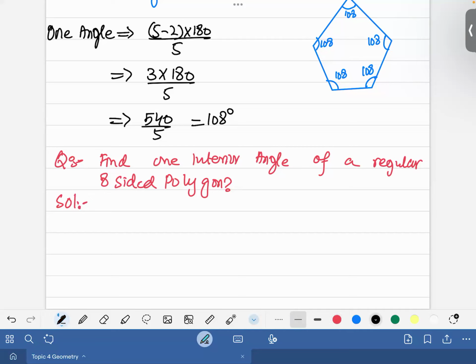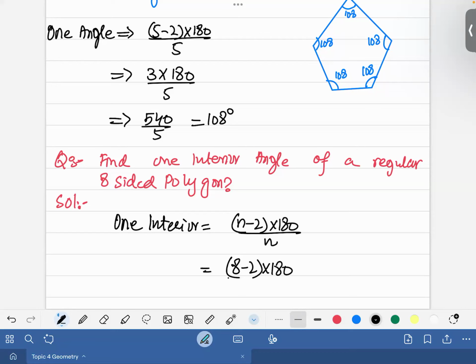So first of all, we need to understand that we are going to find out one interior angle. So beta, one interior angle, the formula would be n minus 2 times 180 divided by n, where n is the number of sides. So 8 minus 2 times 180 divided by 8.